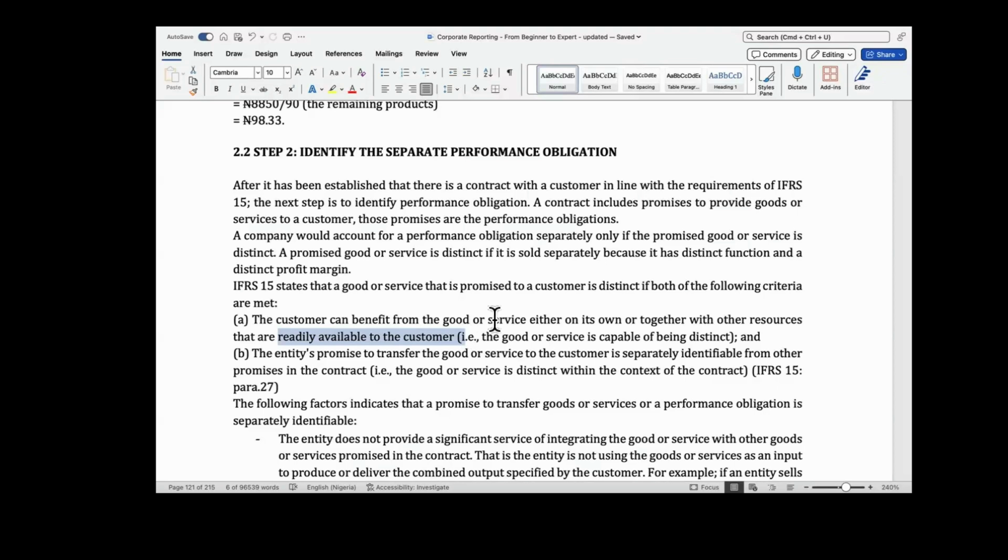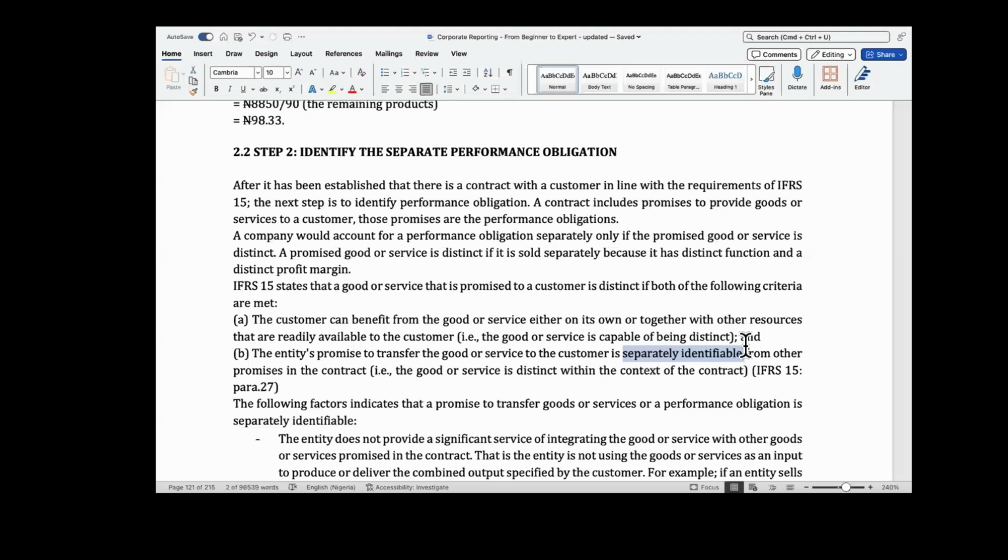So that's distinct function. And also a distinct profit margin, meaning that you must be able to identify the profit you have made from that particular goods or services. And if you can do that, it means that the goods or services is actually separately identifiable. For you to have a distinct profit margin, that means the goods or services is separately identifiable.